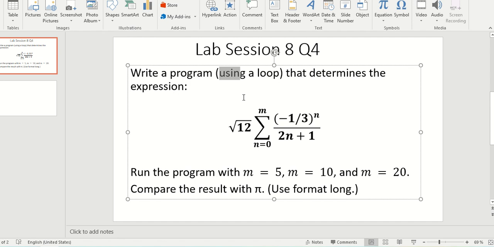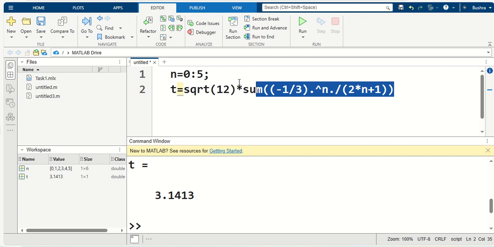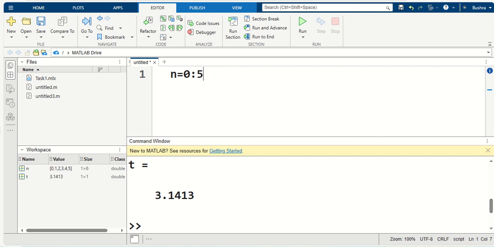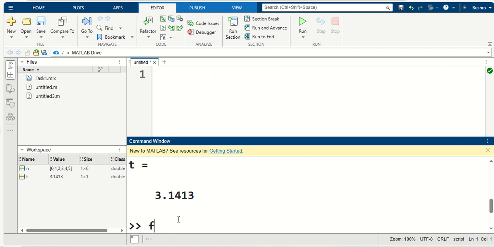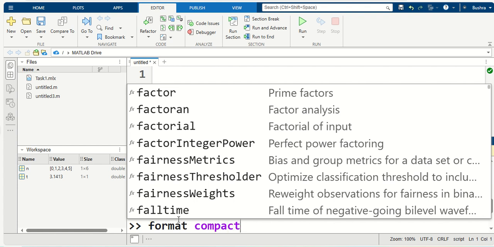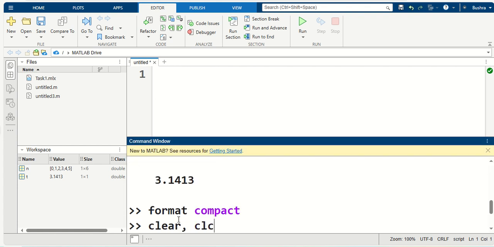and the second term, right? So on and so forth, in a similar way that we have practiced in the class. So anyway, what I'm going to do is erase all this, and also make sure to switch to format compact, and clear the previous results.